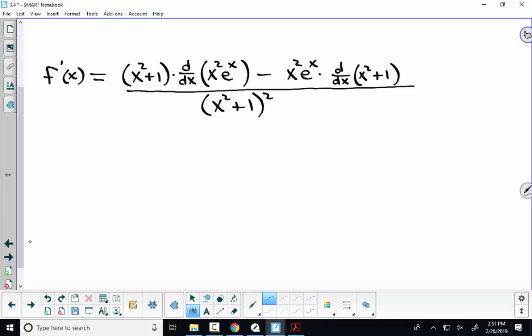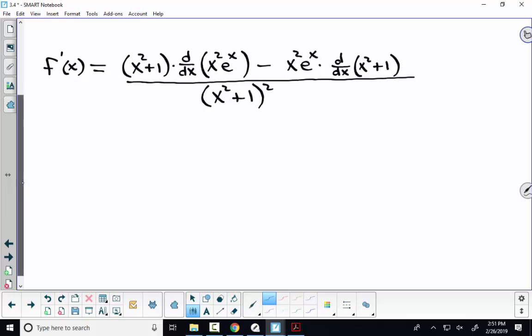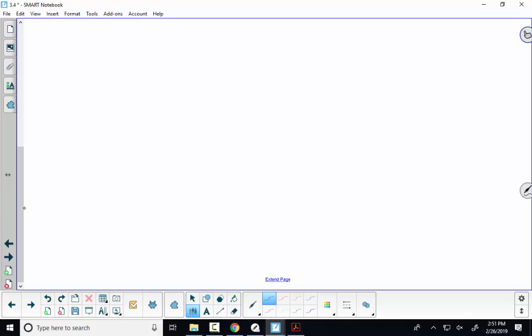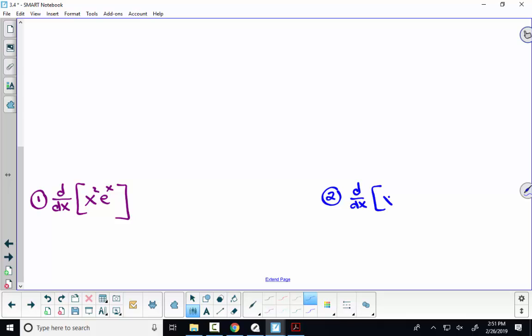So we just said the quotient rule. That's what it gave us: x squared e to the x and x squared plus 1. So over here, off to the side, I'm going to take the derivative of x squared e to the x, and I'm going to take the derivative of x squared plus 1, because those are the two derivatives that showed up. What's the derivative of x squared plus 1?